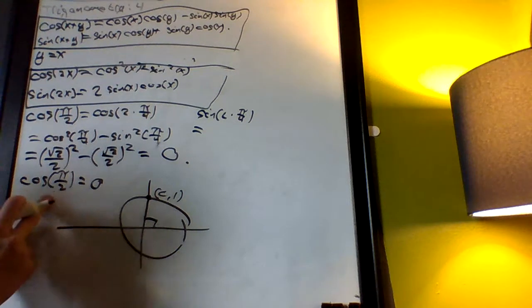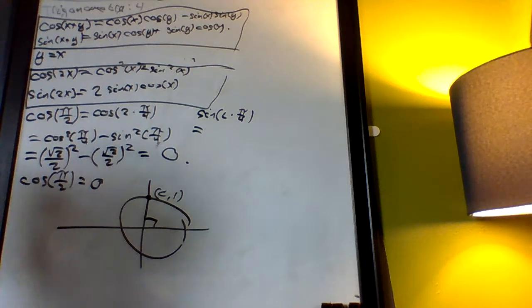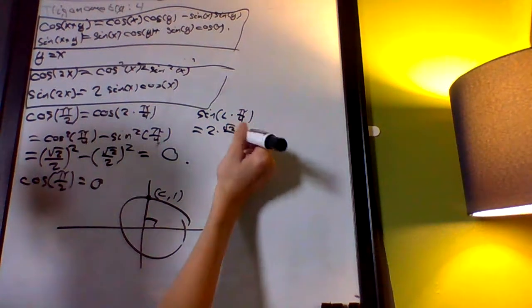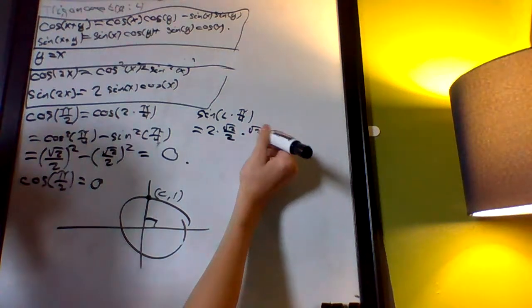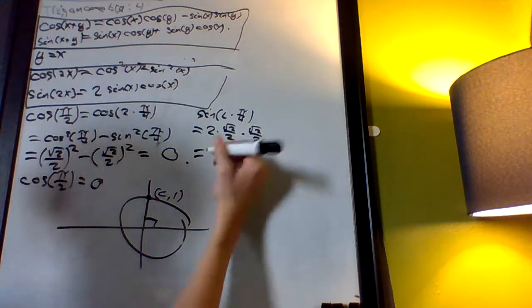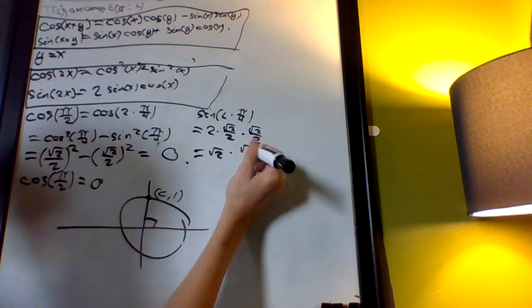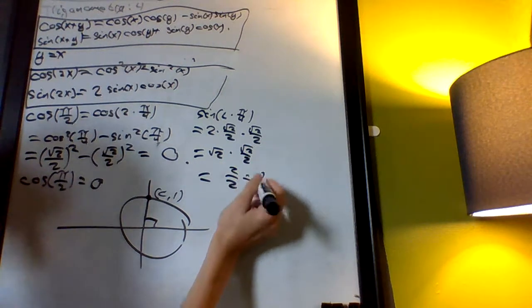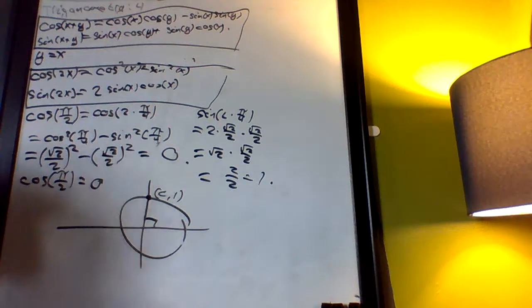Because 2 times square root of 2 on 2 times square root of 2 on 2 turns out to be 1. So it's going to be 2 times square root of 2 on 2 times square root of 2 on 2. You get square root of 2 times square root of 2 on 2, which is then going to be 2 on 2, which is 1, okay? So it works. We know these equations work.